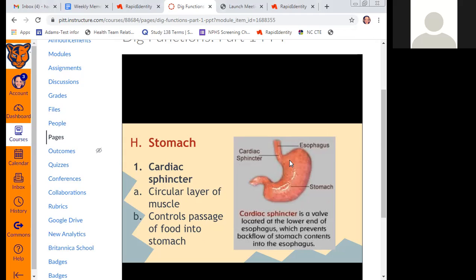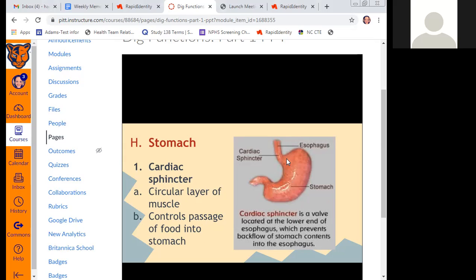So remember, we have the fundus of the stomach, which is at the top, okay? We have the body of the stomach, and then we have this area where the food is getting ready to exit and go into the next stage of the tract, okay? So let's move through. There is a little note here that the cardiac sphincter is that one-way valve located at the end of the esophagus, which prevents backflow of the stomach content to the esophagus.